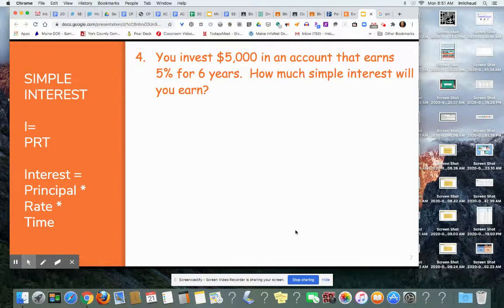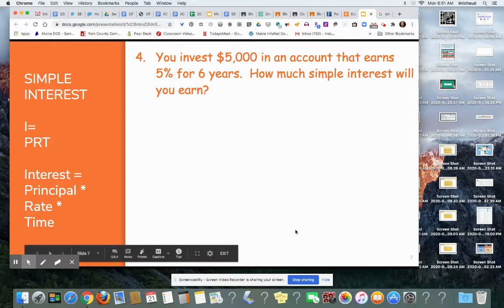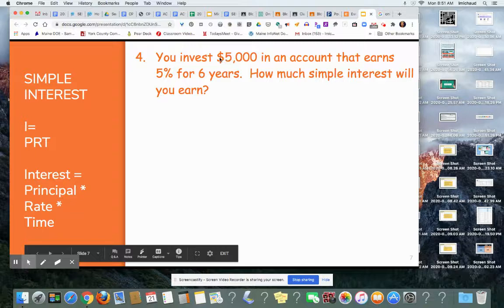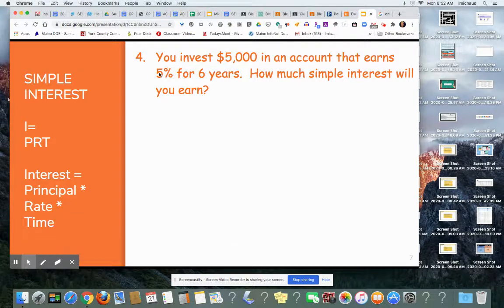Number 4, you invest $5,000 in an account that earns 5% for 6 years. How much simple interest will you earn? Apply the simple interest formula. Please show your work. Remember, I is equal to PRT. What is the principal? 5,000. What's the rate? 5%, so it's 0.05. What's the time? 6, for 6 years. So when you multiply, 5,000 times 0.05 times 6 is equal to 1,500.